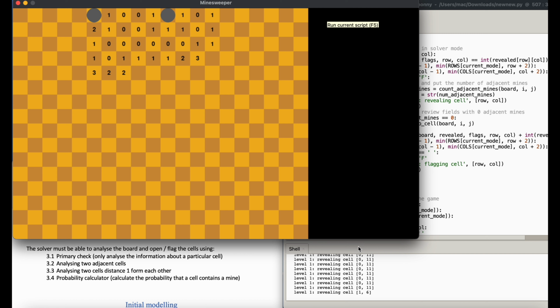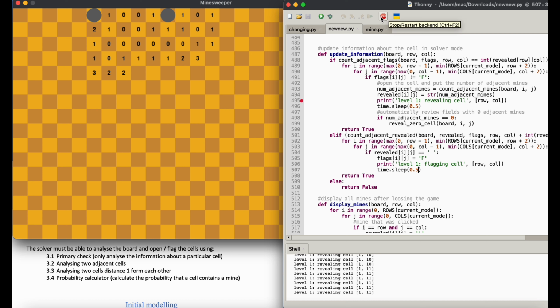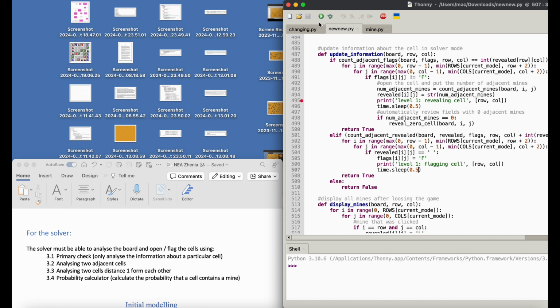So we can see the locations of cells which are considered right now, and because the game goes in a while loop, we can see it outputs a couple of times. And it goes on with revealing and flagging cells. So this is the first level. I'm going to comment this out again.